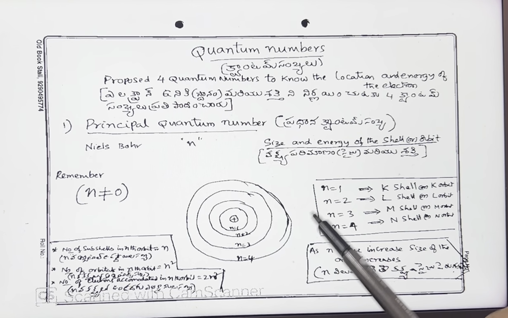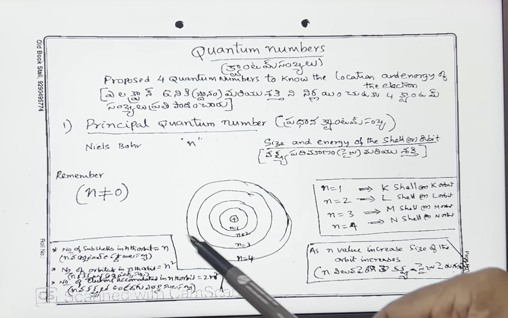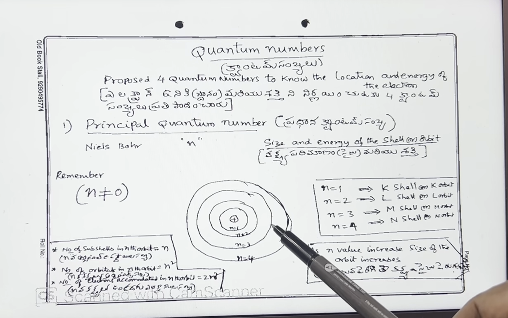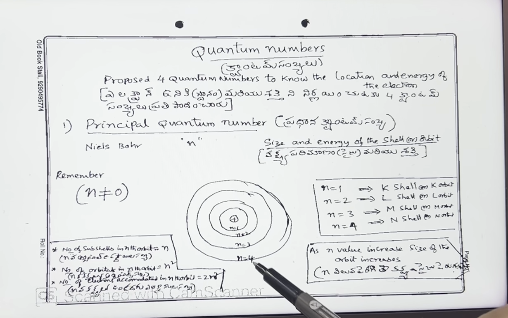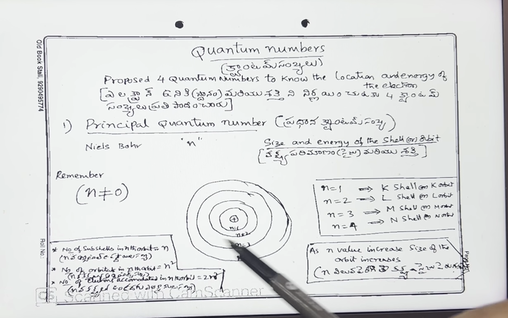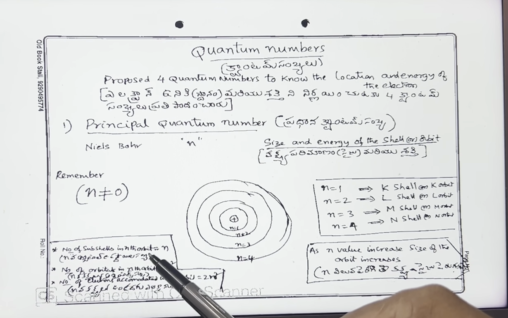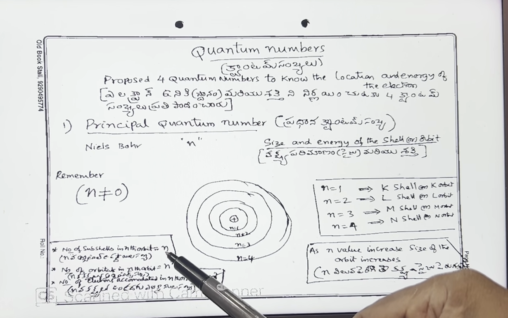As the n value increases, the size of the orbit, the size of the atom, increases, and the energy also increases as you move away from the nucleus. It also indicates the number of subshells in an orbit. The number of subshells is equal to n.